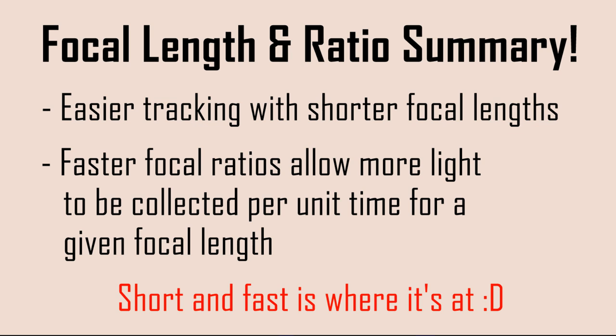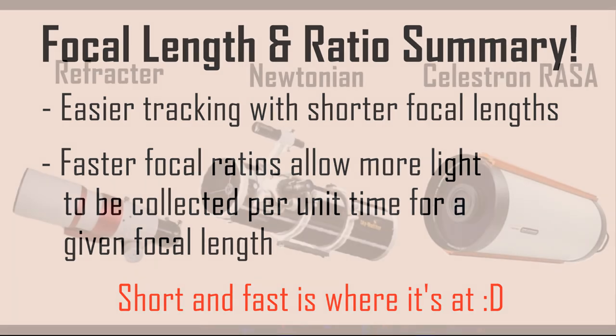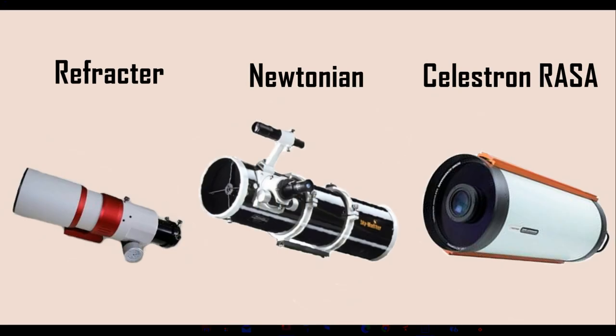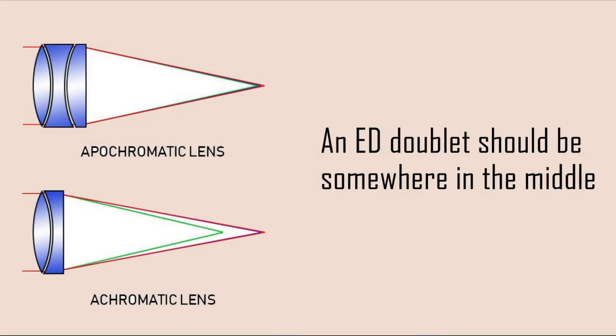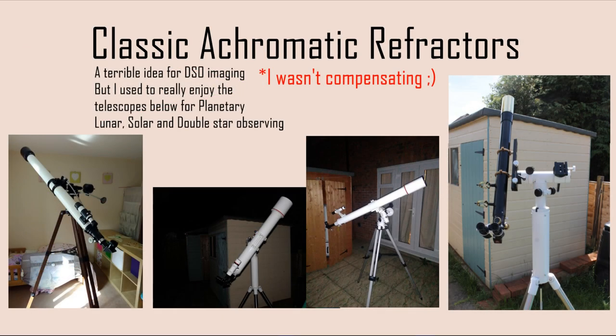Out of our long list of telescope types, there are only three which commonly have a short focal length and a fast focal ratio, and these are refractors, Newtonians, and the RASA. Let's move on to optical quality and see if we can narrow things down even further. Refractors we can split into three main categories: achromats, ED doublets, and apochromatic triplets. Achromats are the classic long thin tube on a tripod that everyone kind of thinks of.